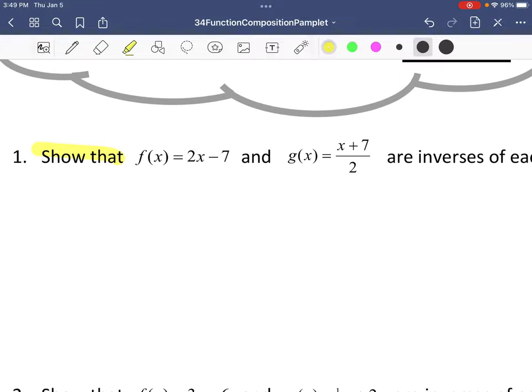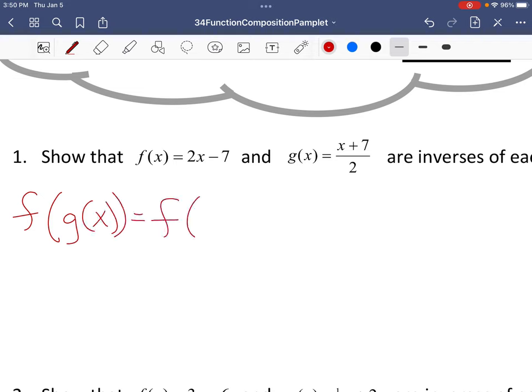So we get a problem where we say show that they're inverses. Well, what that's really asking you to do is to check out the function composition, to do f of g of x, which is the same as doing f of (x plus 7) over 2, which is the same as plugging (x plus 7) over 2 in for x.